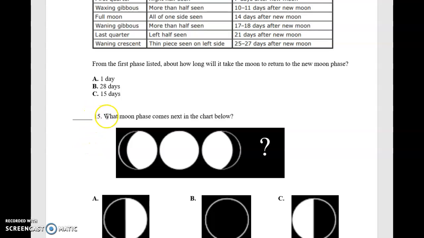Number 15. What moon phase comes next in the chart below? A, B, or C?